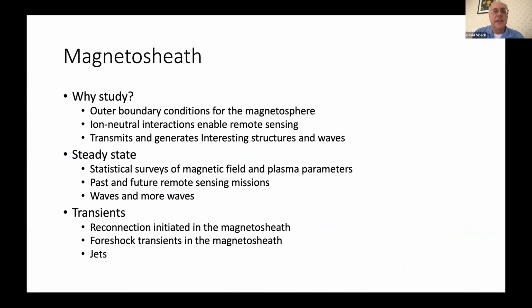Magnetosheath. Why should we study the magnetosheath? It provides outer boundary conditions for the magnetosphere. It's a place where ion-neutral interactions readily enable remote sensing of the boundaries and plasma characteristics of the magnetosheath, and it happily transmits and generates new interesting structures and waves that move from the foreshock through the sheath to the magnetopause. Where are we now? Wonderful statistical studies of magnetosheath plasma and magnetic field parameters exist. There are missions in the past and in the future to remotely sense the magnetosheath. Those who love waves find it a wonderful place to study various types of waves, and there are very interesting transient events that occur in the sheath.